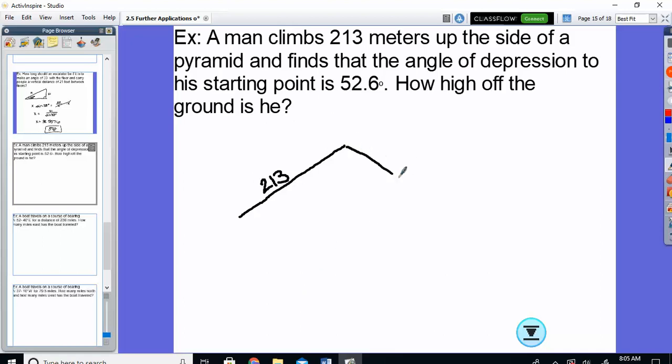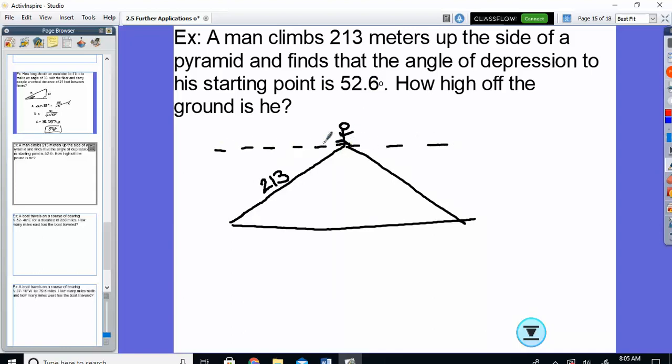Alright, so I'm going to go ahead and draw this, my full pyramid here. Okay, the angle of depression. So this man is standing on the top of our pyramid right now. When I talk about an angle of elevation or depression, what do you have to have? A horizontal. So if he's at the top, we would draw in the horizontal at the top of this pyramid. The angle of depression goes from that horizontal down is 52.6. How high off the ground is he?